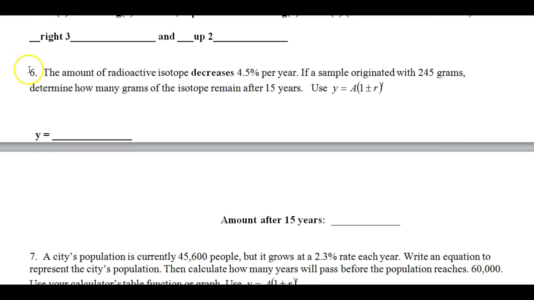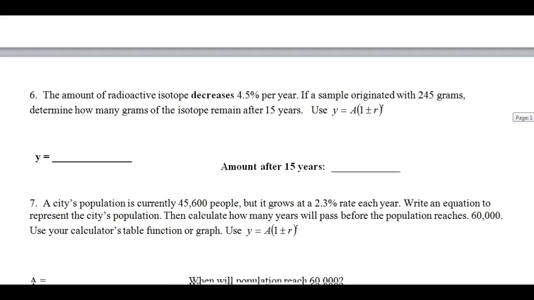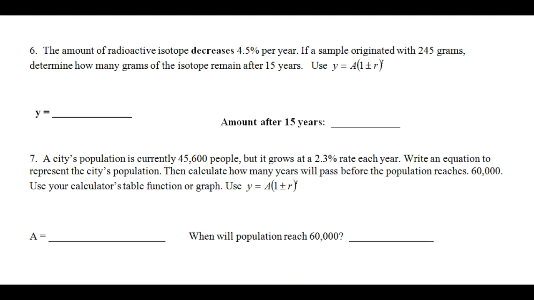Number 6, I'm going to do a little adjusting here. On yours, it might be on this front page, but on mine, I'll have to go to the next part. So the amount of a radioactive isotope decreases 4.5% per year if the sample originated with 245 grams. Determine how many grams of the isotope remain after 15 years.